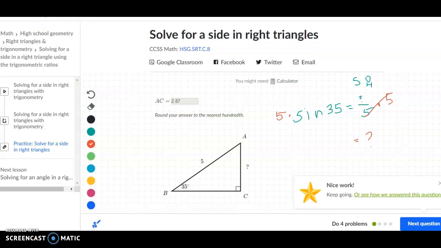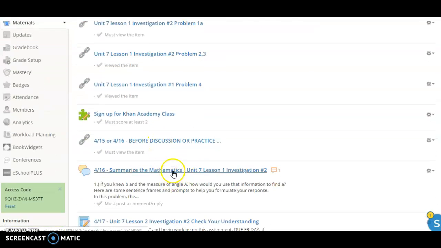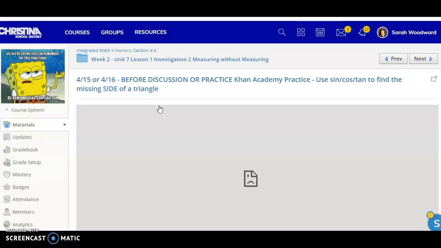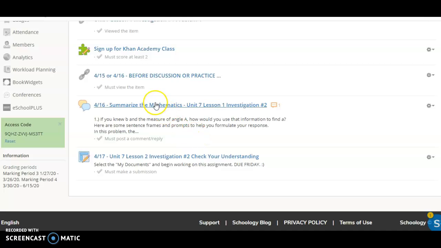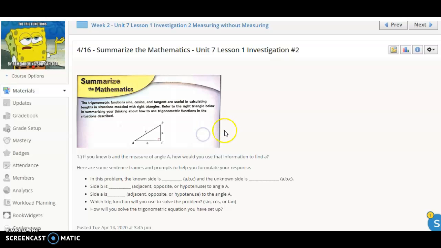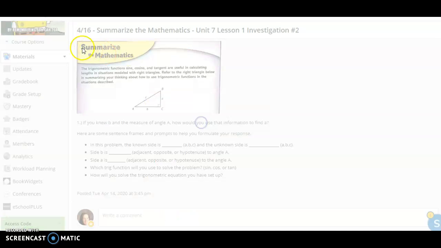And then we can go back to our practice, and this is where we have the discussion. Now, keep in mind, this is your discussion, right? I just want you guys to talk about it. You're not being graded on accuracy. So if these sentence frames I have here help you, then they help you. If they don't, then they don't, okay? But it says if you knew B, so that means that this is what you have, okay?